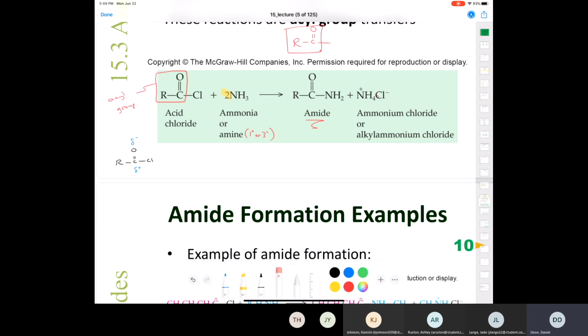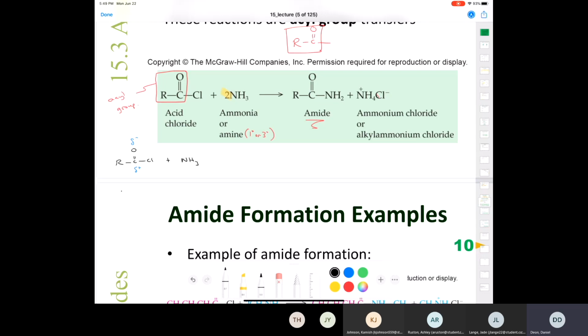And we're going to add one molecule of ammonia to this. Can anybody remind me, is ammonia an acid or a base? Not a trick question. Is ammonia an acid or a base? Yeah, absolutely. It's a base. Okay? Thank you, everybody. That's perfect.